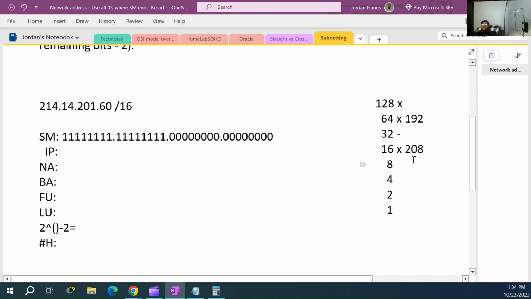And does 208 plus 8, is that greater or less than 214? It's greater, so we're going to put a dash there. And does 208 plus 4, is that greater or less than 214? It is less than 214, so we're going to count that. And that's going to give us our 212.